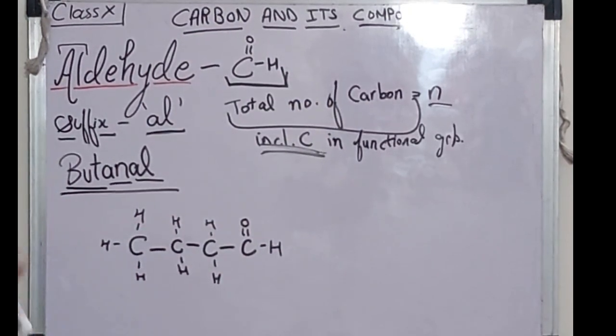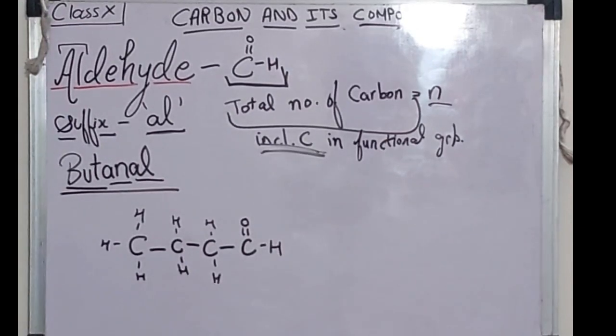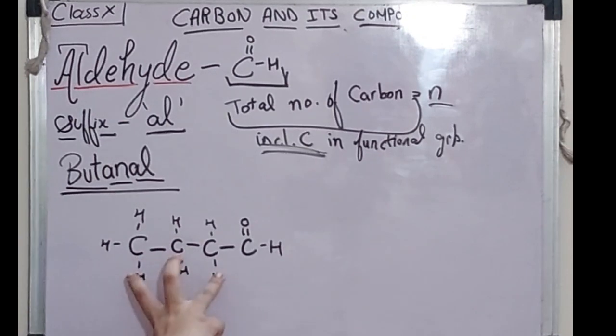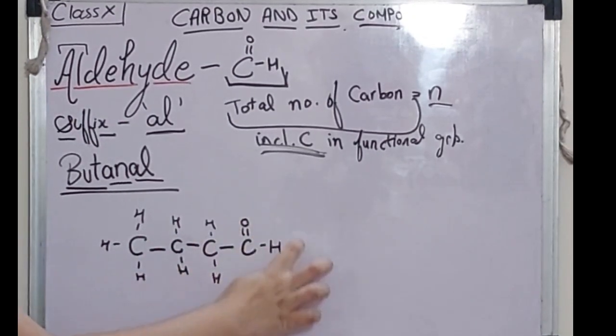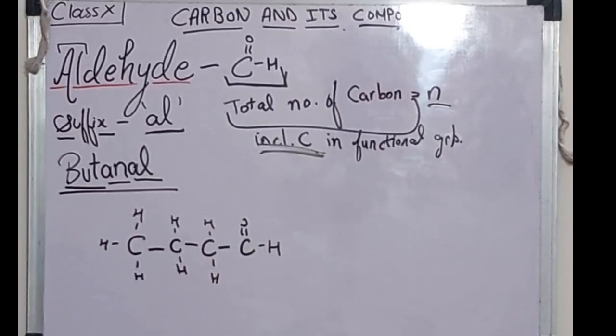You have to include the carbon of the functional group as well when you are counting the total number of carbon. You will not say that यहाँ सिर्फ 3 carbon and this whole thing is a functional group. You have to consider this carbon in your total number of carbons only. Okay.